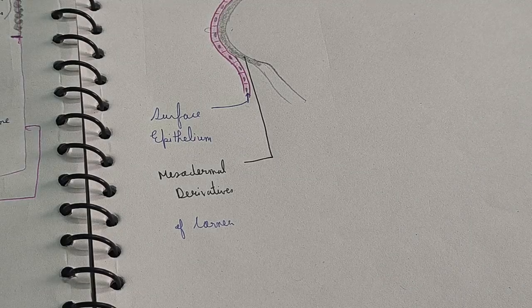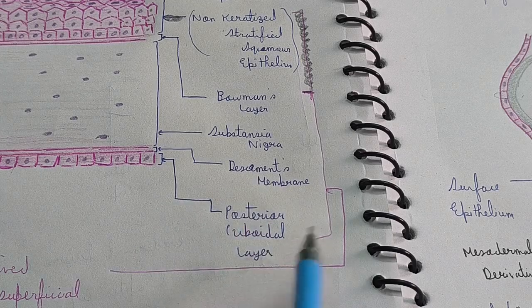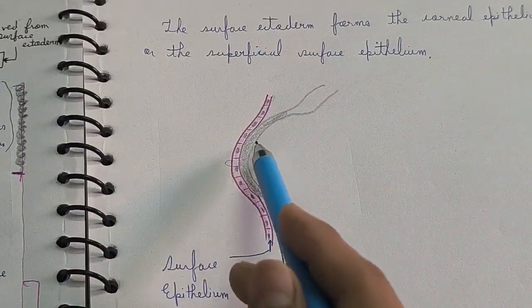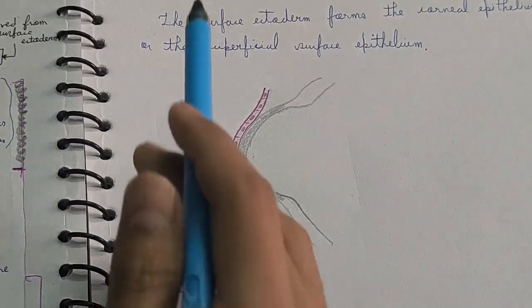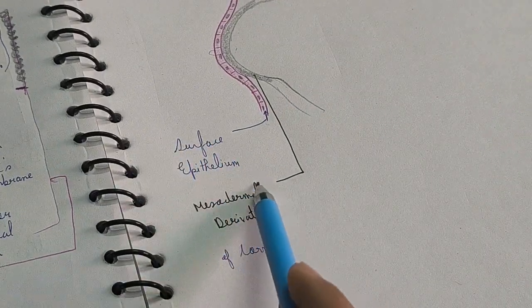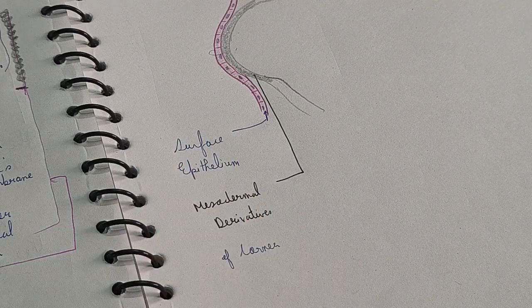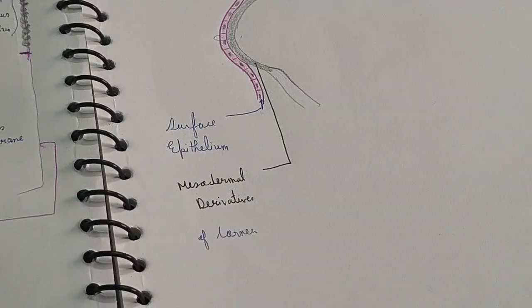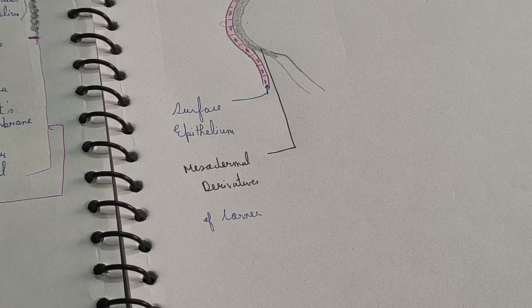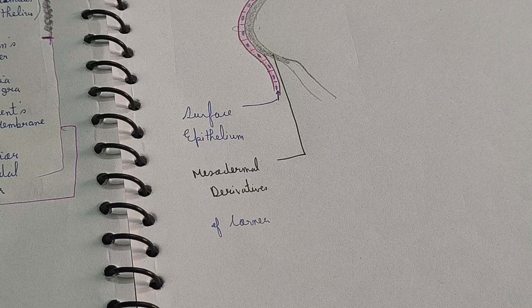The silver colored portion contains Bowman's membrane, substantia propria, Descemet's membrane and posterior cuboidal epithelium, and all these layers are obtained from mesoderm, so they are mesodermal derivatives. So the surface epithelium and these mesodermal derivatives together form the normal adult corneal structure. That's all. Today you have learned about the development of the retina and cornea.